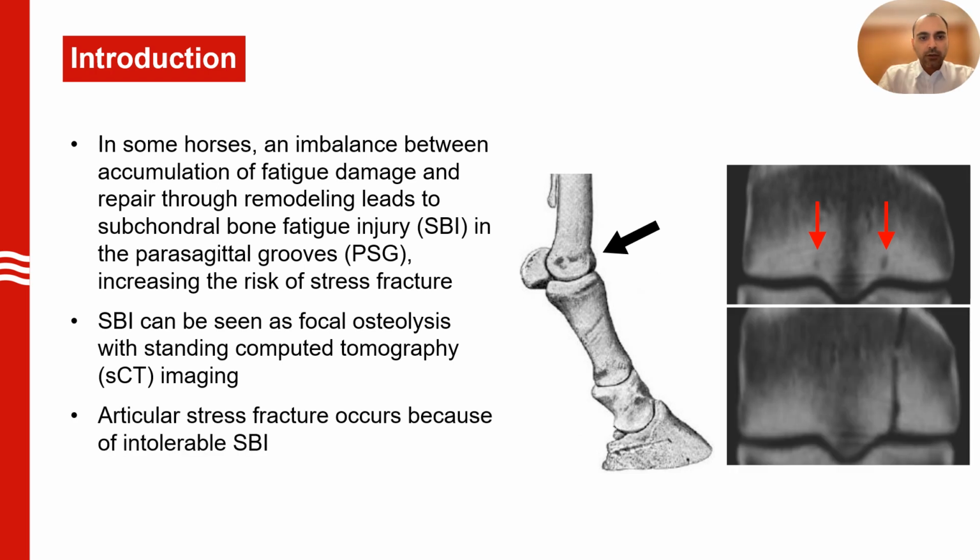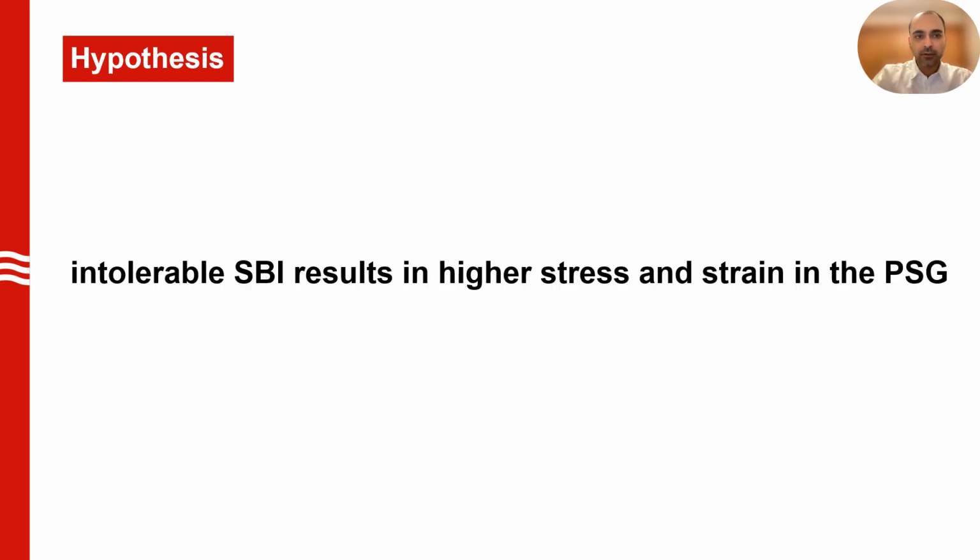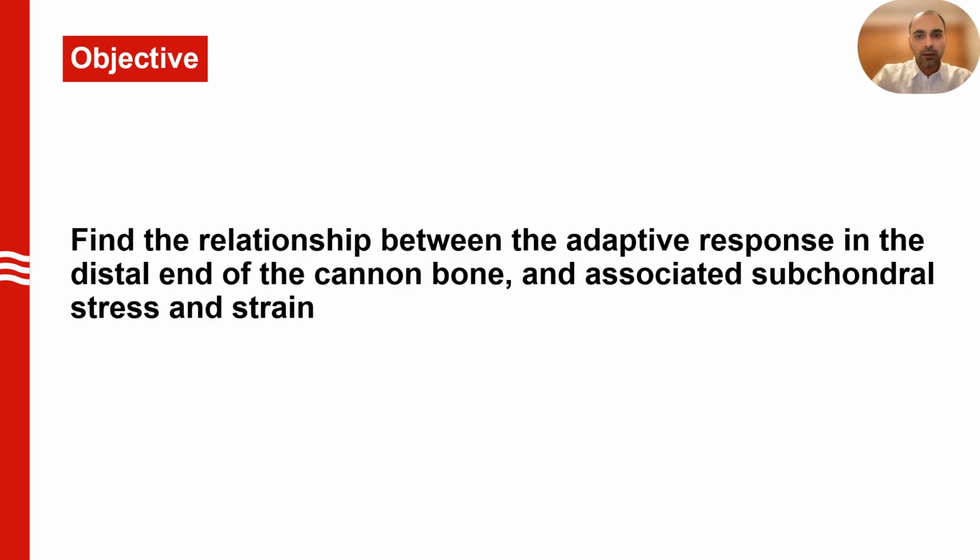Articular stress fracture occurs because of intolerable subchondral bone injury. So we hypothesized that intolerable subchondral bone injury results in higher stress and strain in the parasagittal groove. We wanted to find the relationship between the adaptive response in the distal end of the cannon bone and subchondral stress and strain. To achieve that objective, we needed to build patient-specific standing CT-based finite element models of horses with and without subchondral bone injury.